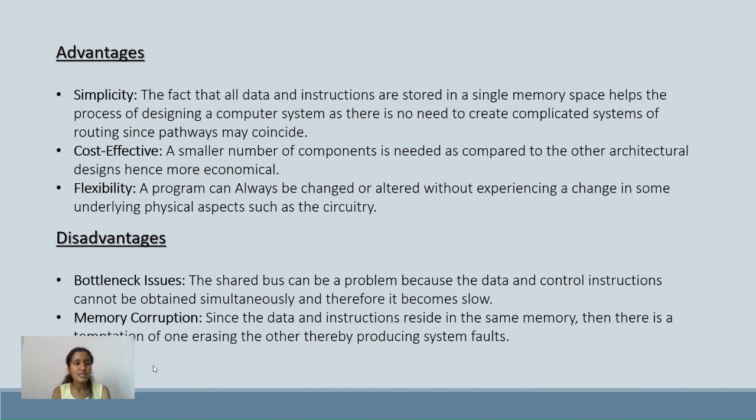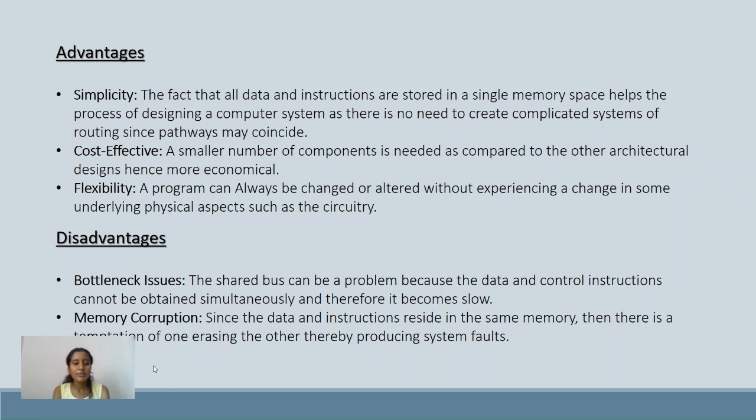The advantages: simplicity. The fact that all data and instructions are stored in a single memory space helps the process of designing a computer system, as there is no need to create complicated systems of routing since pathways may coincide. Cost effective. A smaller number of components is needed as compared to the other architectural designs, hence more economical.